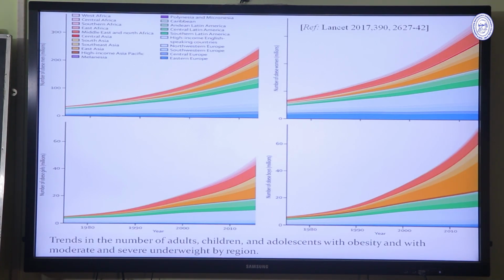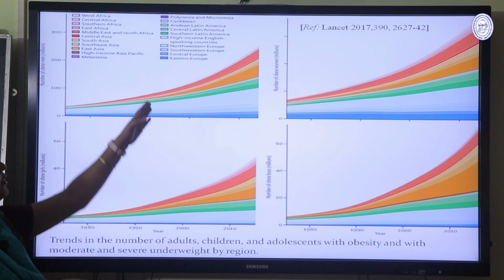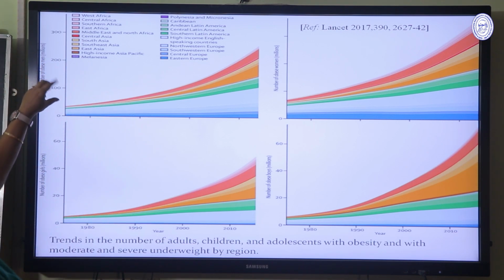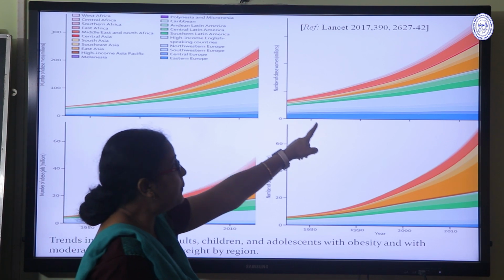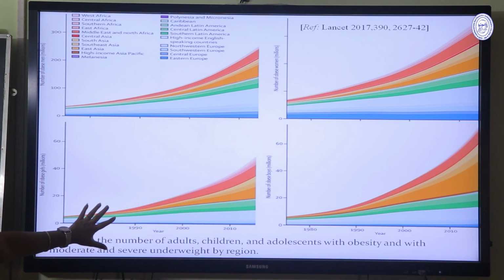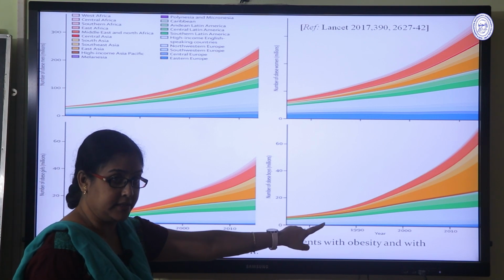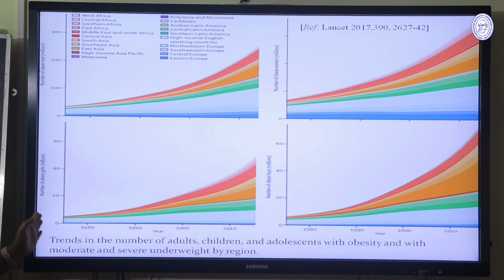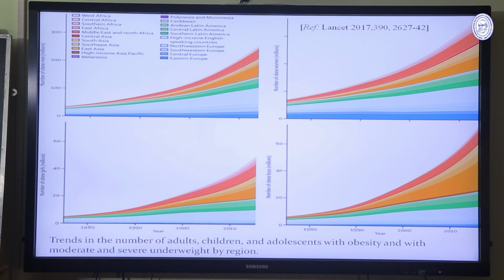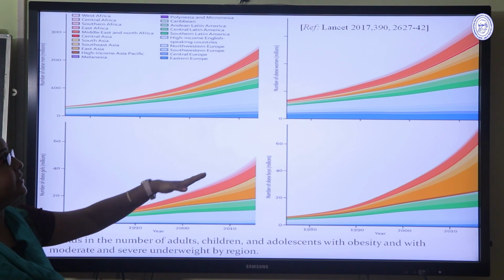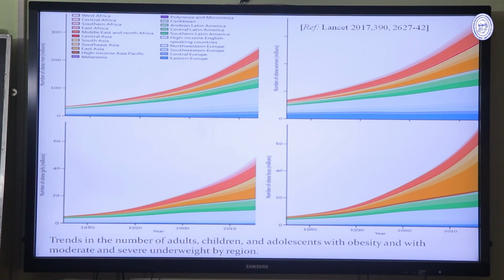Again, this figure indicates the trend in the number of adults, children and adolescents with obesity and with moderate and severe underweight by different region. These are the countries, and this graph represents obesity for men, this is for women, this is for adolescent girls, and this is for adolescent boys and children. This study was conducted from 1980 to 2010 onwards. It is a long duration study conducted at a gap of 10 years, which indicates the sharp increase in the trends of obesity in different countries.